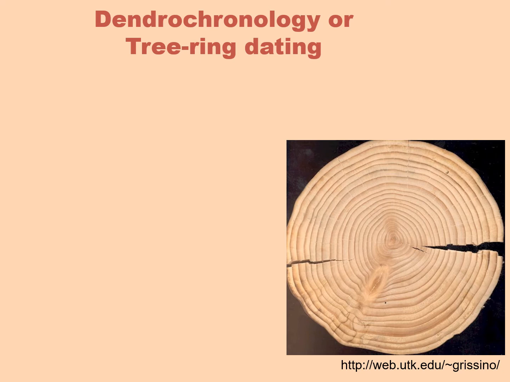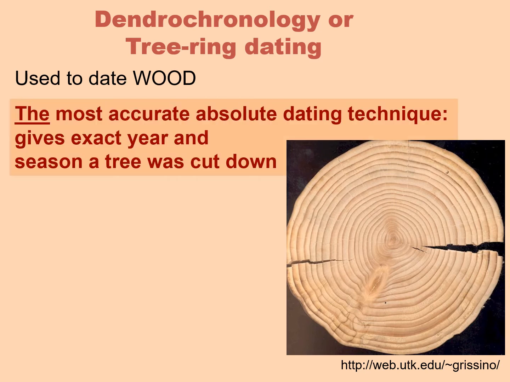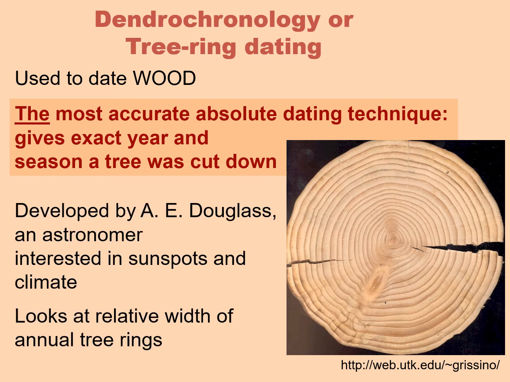Let's talk now about dendrochronology, or tree ring dating. Dendro, referring to trees, chronology, time: tree ring dating. It is used to date wood from archaeological sites. It is the most accurate absolute dating technique. Unlike radiocarbon dating, it gives you an exact year, and not only that, the season when a tree was cut down. This technique was developed by A.E. Douglas, who was an astronomer interested in sunspots and tracking climate in the past. It looks at the relative width of annual tree rings.